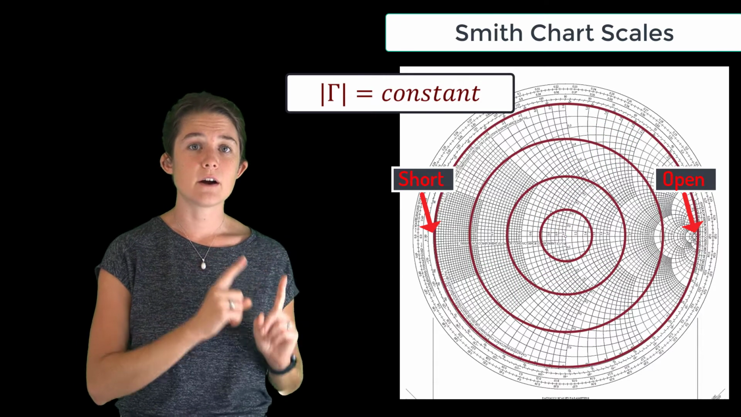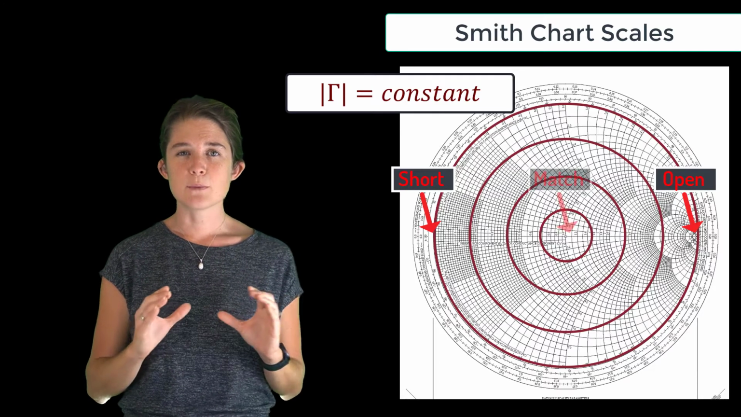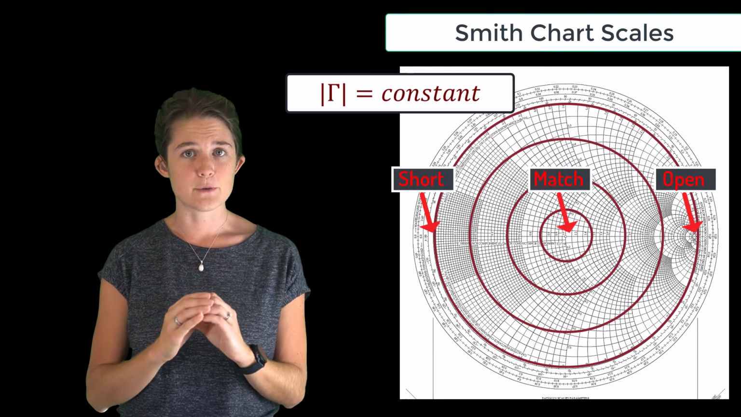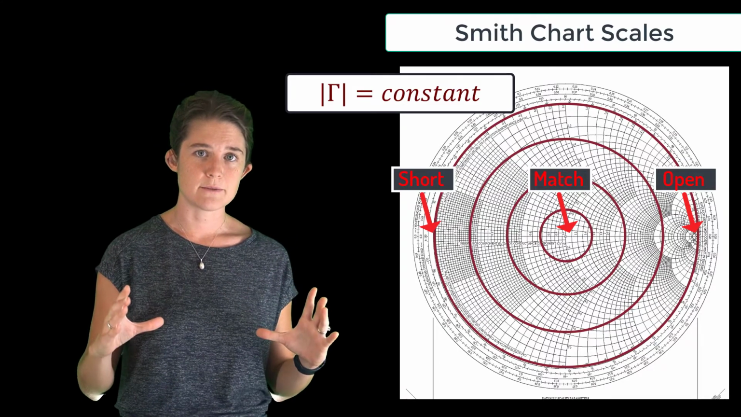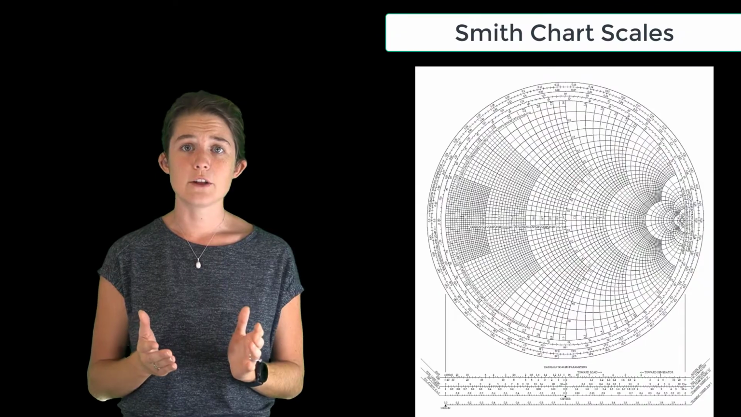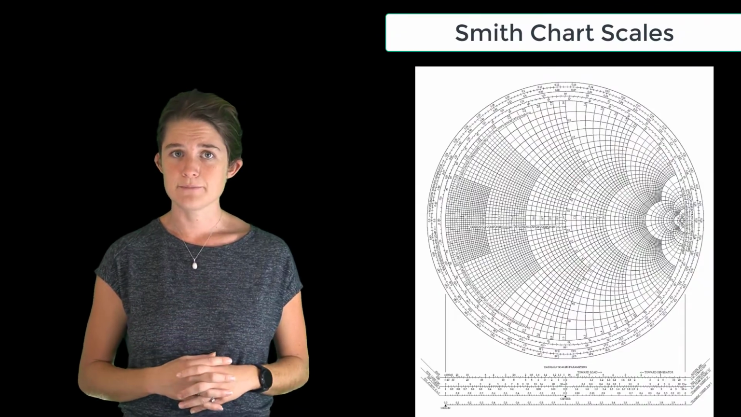These are circles of constant magnitude of gamma. Smaller circles indicate values closer to a match, while larger circles indicate values closer to total reflection. The exact numerical value of gamma may also be read off the chart.